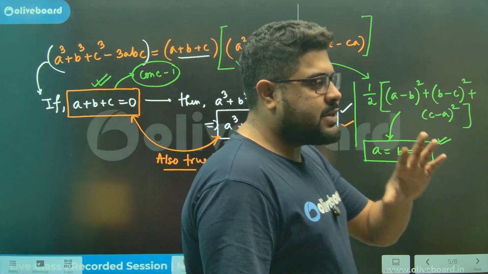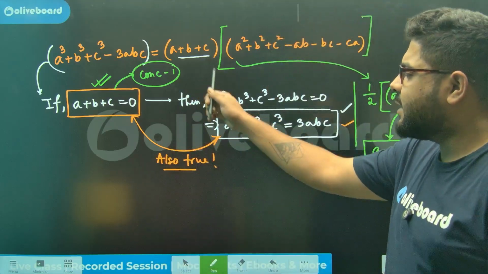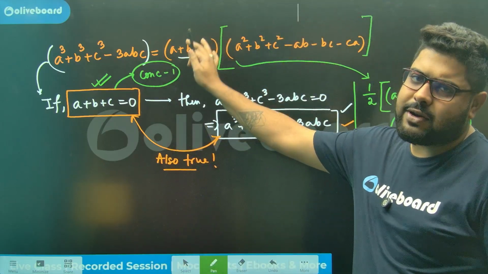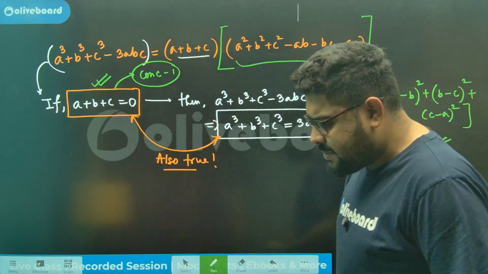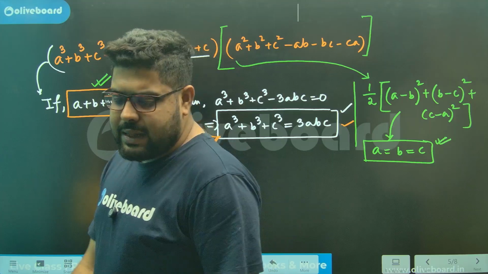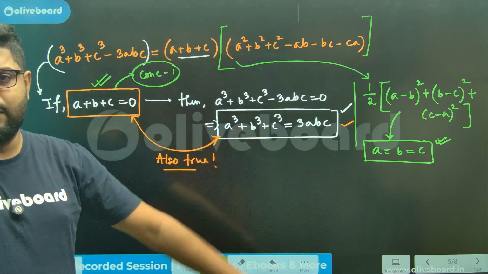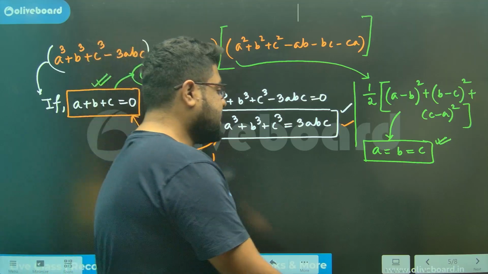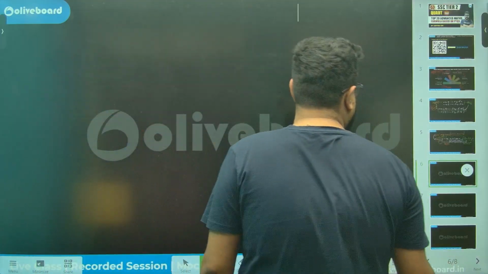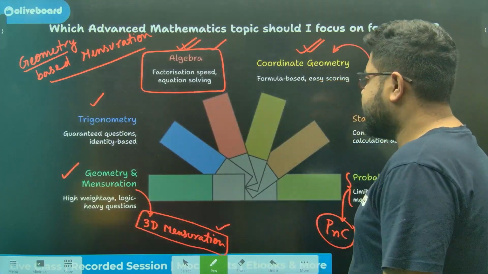Okay. So this was a little bit about algebra. One variable, three variables; two variables I've skipped because most of you already know this. (a plus b) whole square, (a minus b) whole square, the cubes and stuff we all know. Now, let's move into the next one. Next one is trigonometry.